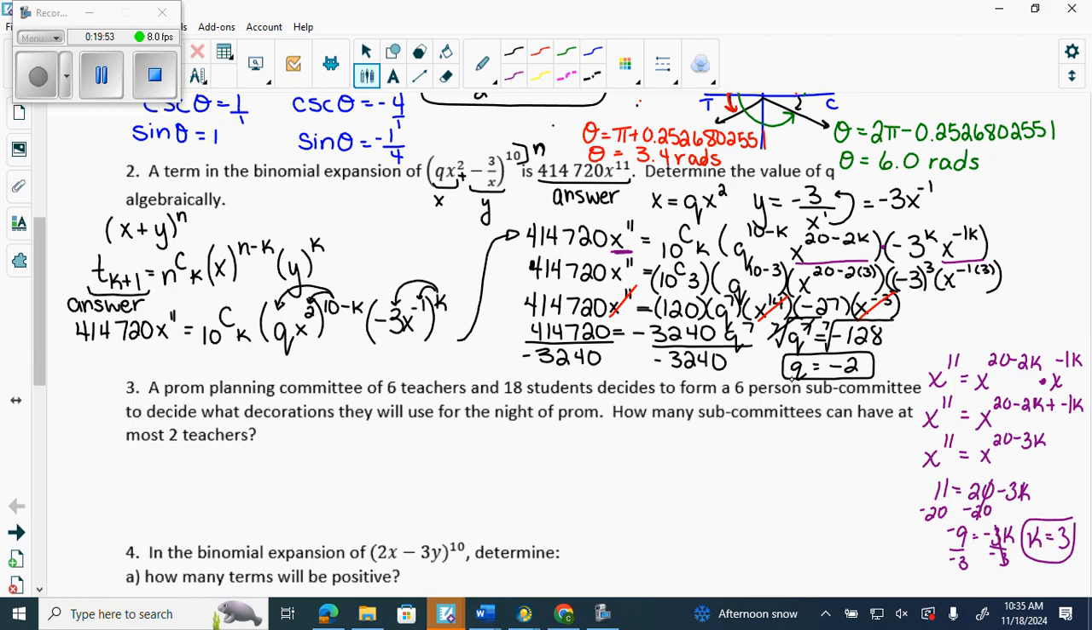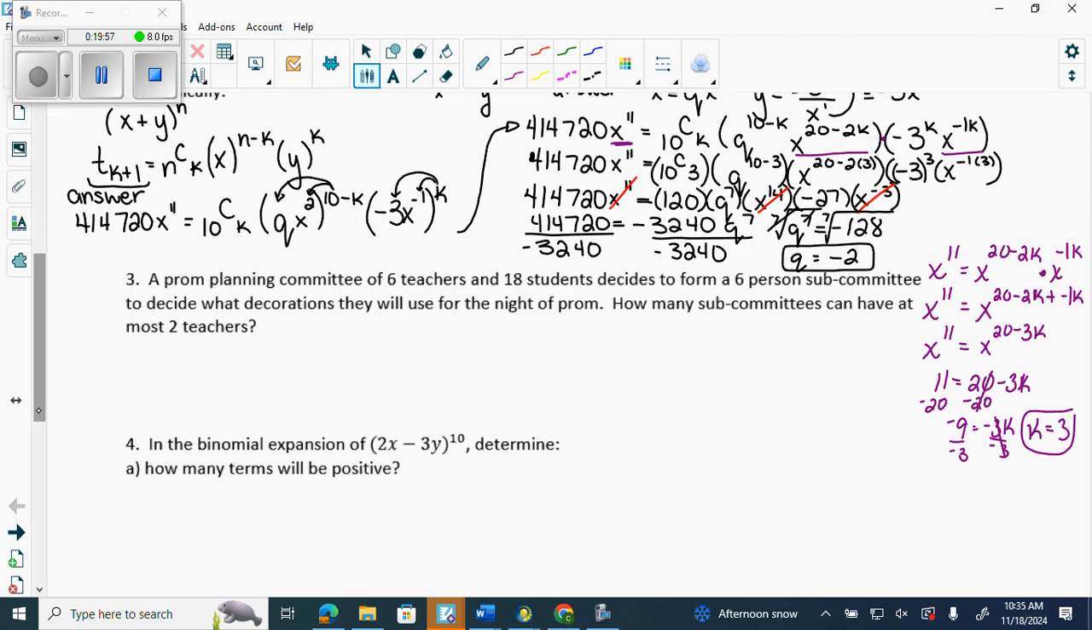All right. Number 3. We have a prom planning committee of 6 teachers and 8 students that decides to form a 6-person subcommittee to decide what decorations they'll use the night of prom. How many subcommittees can have at most 2 teachers? So at most means cases, correct? Cases means standard of excellence question. So if you have this one, most people get this one though.